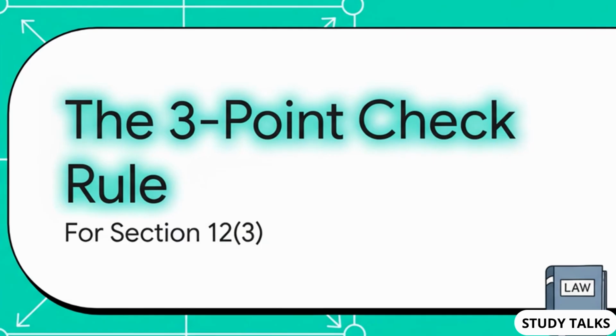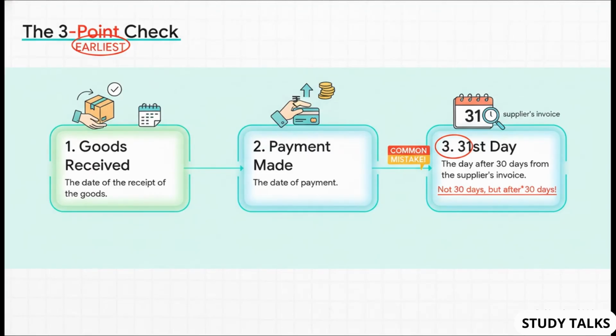It gives us Section 12, subsection 3. But look, don't worry about the section number. For the exam, just think of this as your simple 3-point check. It's an easy checklist you can literally use every single time to nail the right answer. And here it is. For goods under RCM, your time of supply is the earliest of these 3 dates.